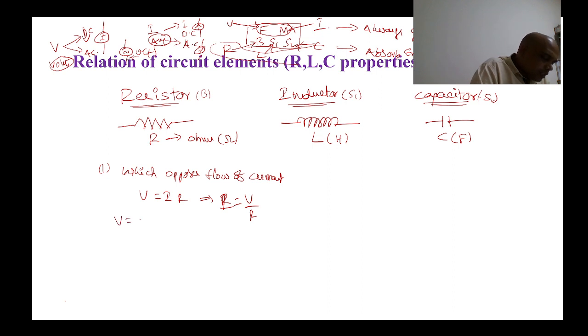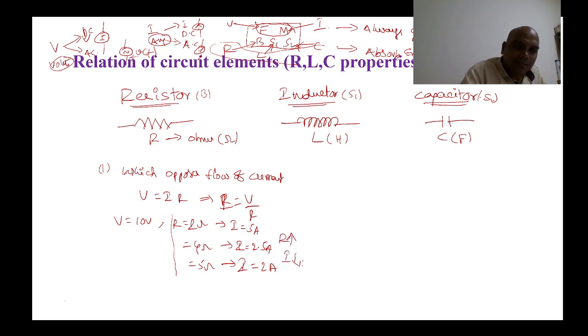Suppose for a constant voltage of 10 volts, if R equals 2 ohm, what is the current? I equals 5 ampere. If R equals 4 ohm, I equals 2.5 ampere. If R equals 5 ohm, what is the current? I equals 2 ampere. That means as the resistance value increases, what happens to the current? It decreases. So what is the first property of a resistor? It opposes the flow of current.